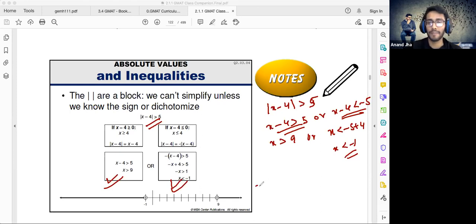Or you can remember, the best trick is to remember like this. I always say remember like this. This is for one, and this is for the other.